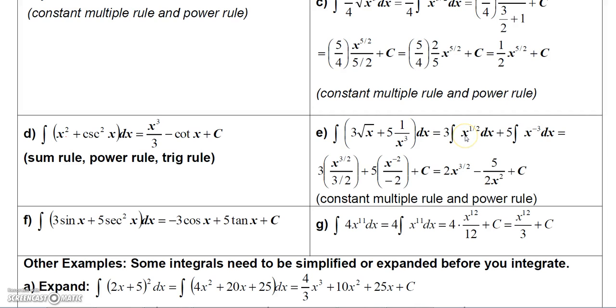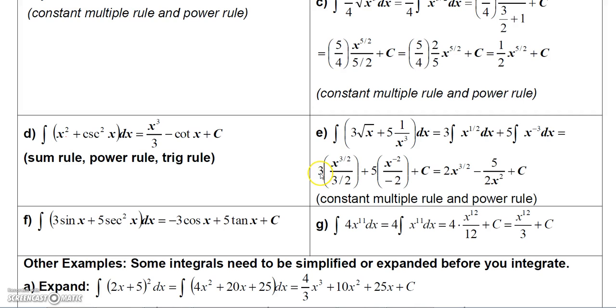Now when I integrate x to the 1/2, that's going to be x to the 3/2 over 3/2 using the power rule. And then we're multiplying that by 3. That was outside the integral. And then when I integrate x to the -3, that's going to be x to the -2 over -2. And I'm multiplying that by 5. That was outside that integral.